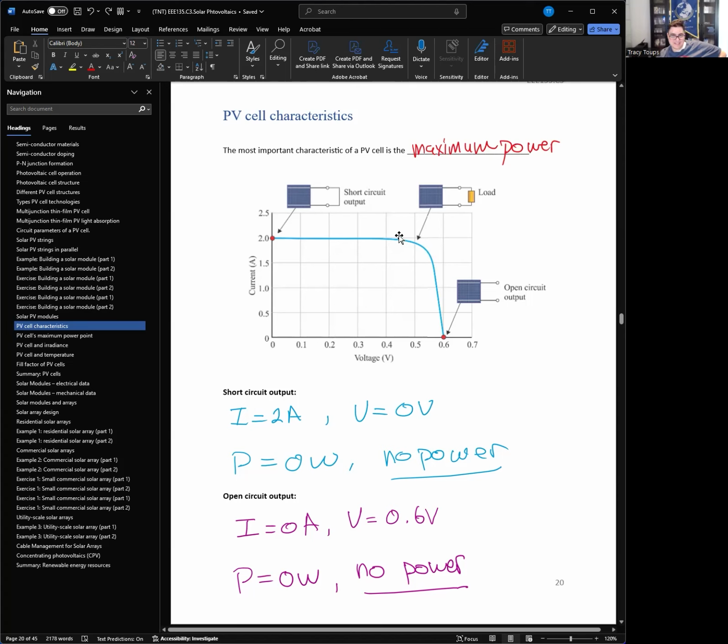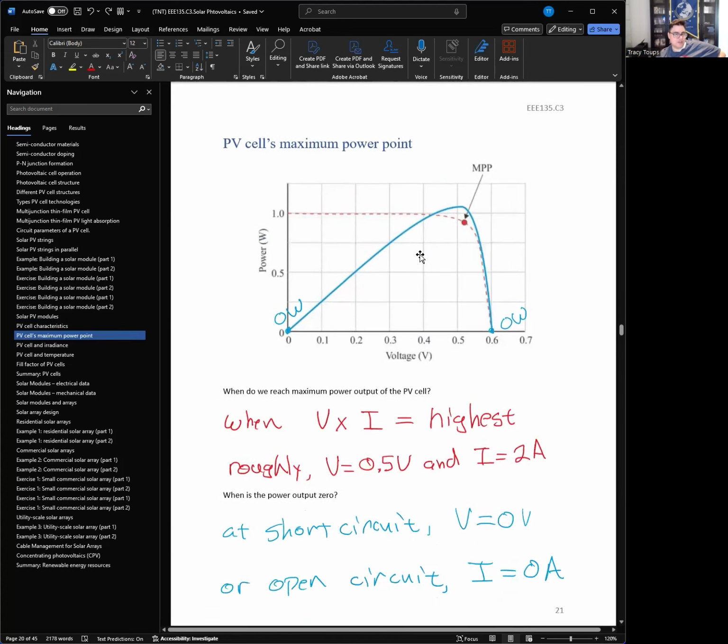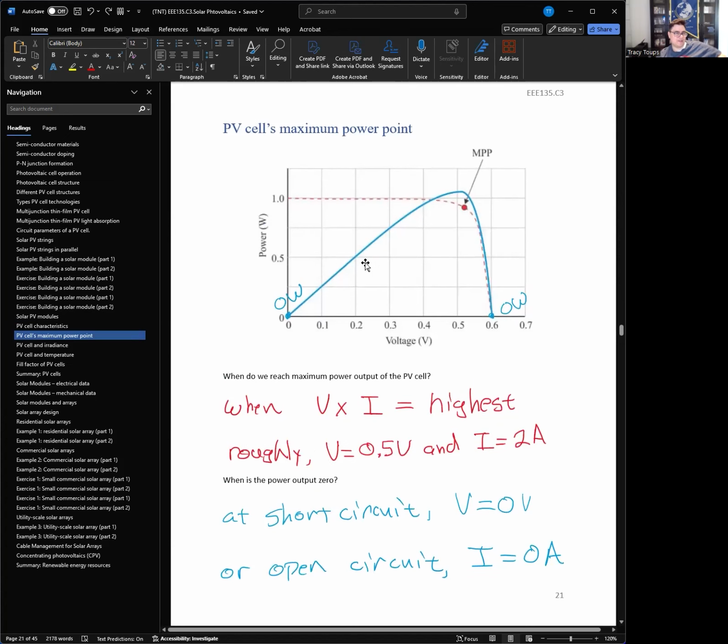We could kind of guesstimate that it's maybe around 0.5 volts at like 1.8 amps or something like this, just by this graph, okay? But we won't truly know unless we use some level of calculus or some type of iterative approach to figure it out, okay?